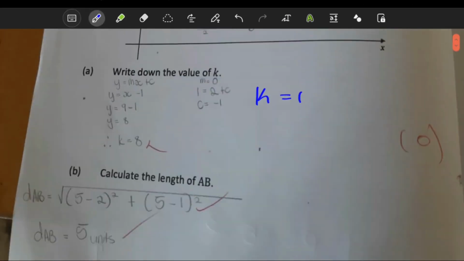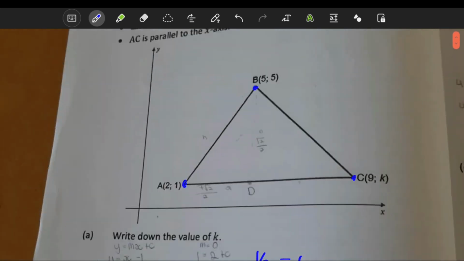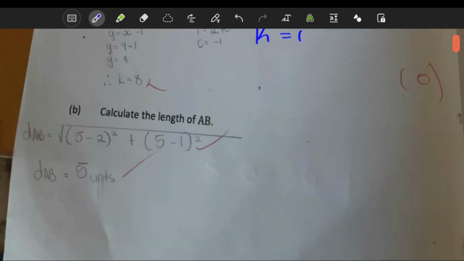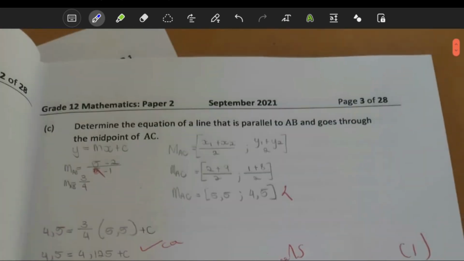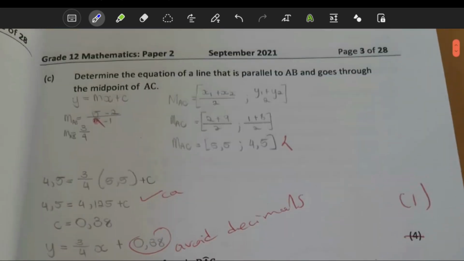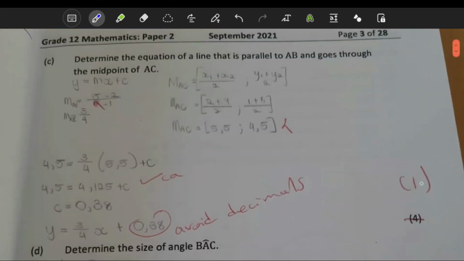K here is a 1, and then it says here calculate the length of AB. So calculating the length of AB, it looks like everything is fine there because of the distance formula. The next question here says determine the equation of a line that is parallel to AB and goes through the midpoint of AC. So this is a 4-mark question.